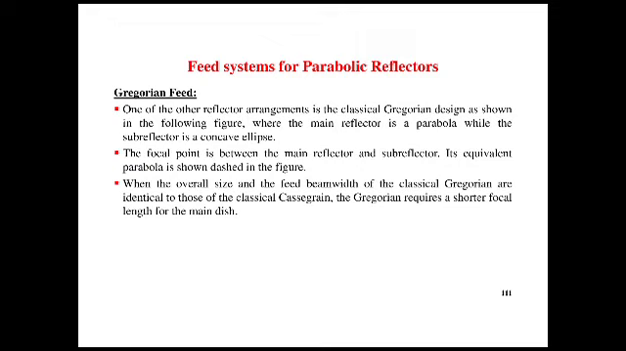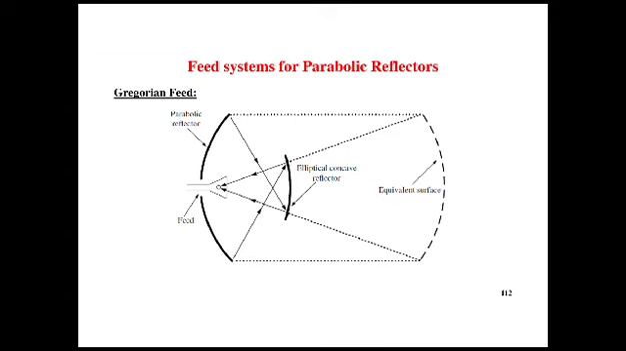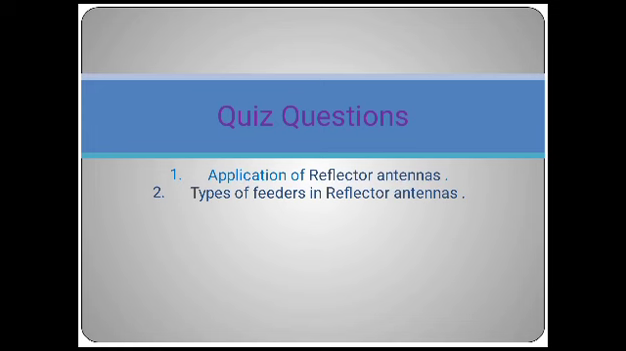Feed structure of parabola. Another reflector arrangement is the classical Gregorian design, as shown in the figure, where the main reflector is a parabola while the sub-reflector is concave. The figure shows the Gregorian feed arrangement. So what are the applications of reflector antenna? Types of feeds in reflector antenna.